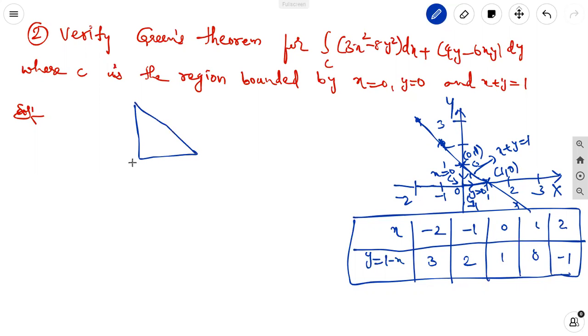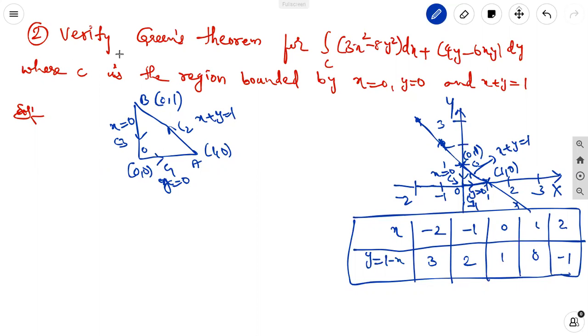This is the triangle. It is 0 comma 0, we can take the origin. a is equal to 1 comma 0. b is equal to 0 comma 1. This is C1, this is C2, this is C3. For C1, the y coordinate is 0. For C2, x plus y equal to 1. For C3, x is equal to 0.